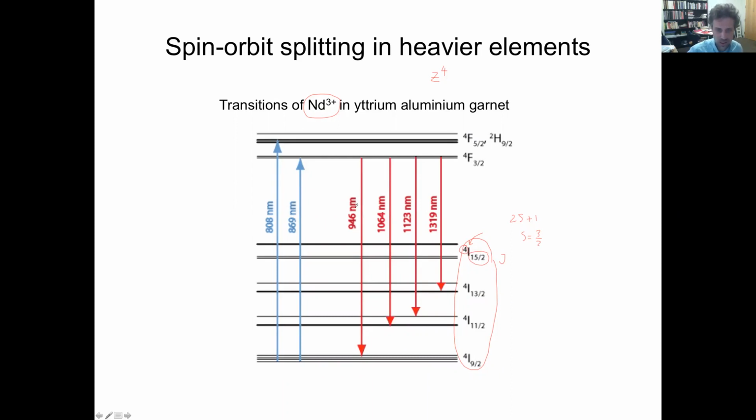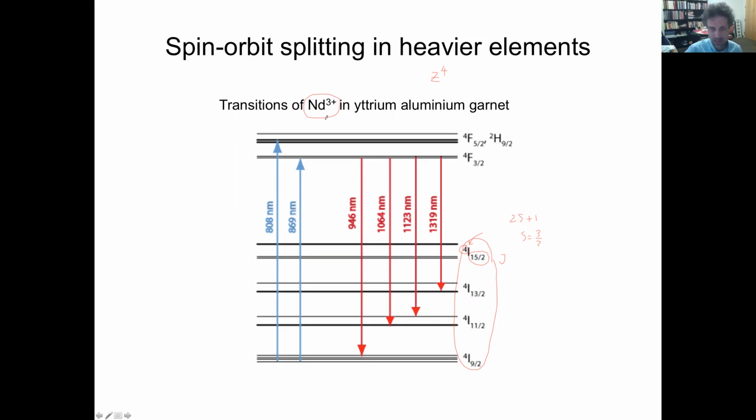You see here the transition energies. This is 946. This is 1064 nanometers, 1123 nanometers. These are all wavelengths that are of significance. So we can observe that very easily on a spectrometer. There's splitting in energy that leads to substantial wavelength shifts. So this is not something we can brush under the carpet. We can easily see it with regular spectrometers, and therefore spin-orbit coupling is really defining the spectroscopy of an element like neodymium.